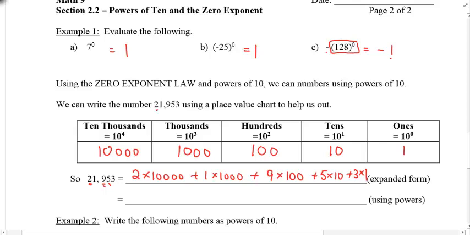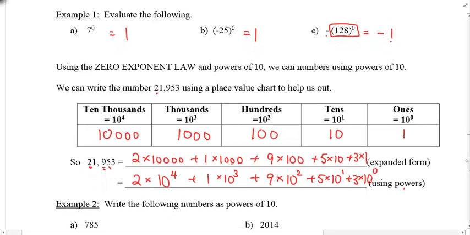And I'd like you to now change this to write it with powers. So the 2 stays the same, but what's 10,000 as a power? You got it, 10 to the power of 4. Notice there are 4 zeros, that's why it's 10 to the power of 4. We have 1,000, so that's 10 to the power of 3. Notice 3 zeros. 9 times 100, that's 10 squared, 2 zeros. 5 times 10, there's only one of them, so power of 1. And this one, remember that 1 is just 10 to the power of 0. So that's how we can write down this number using powers.